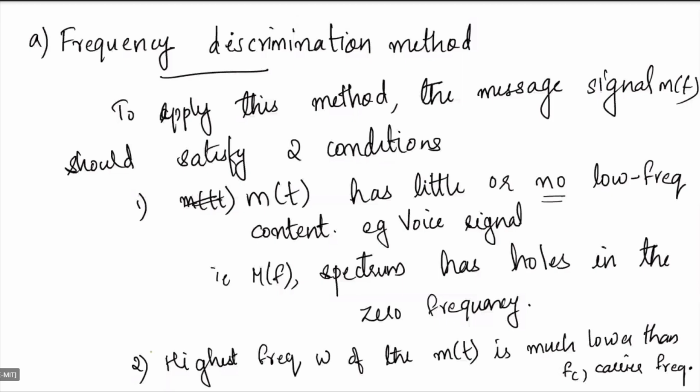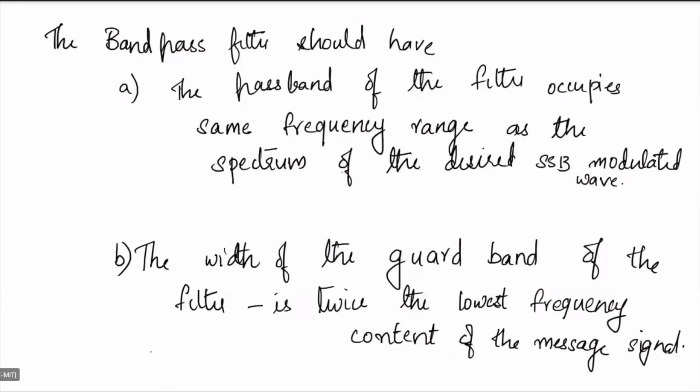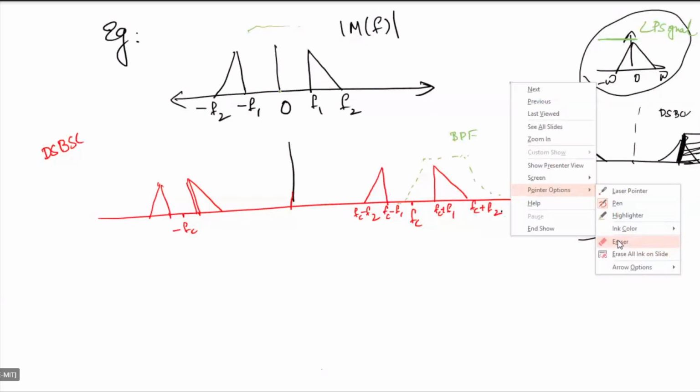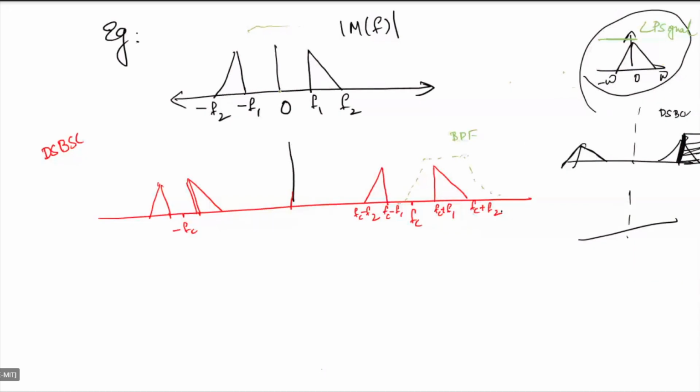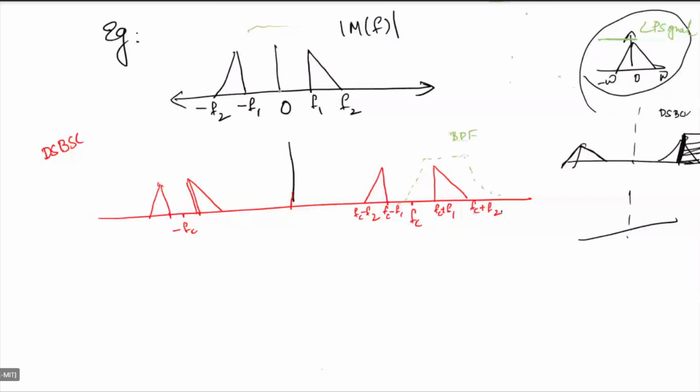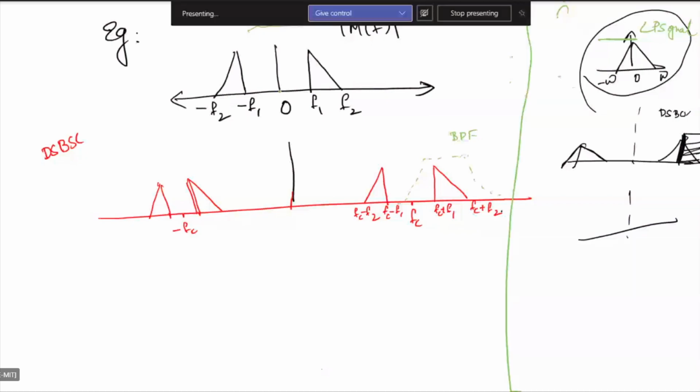One more time. Okay. So this is my message signal. Suppose, see, this is case 1. This is case 2. I have a message signal which is having a spectrum like that. Point number 1, this is the frequency discrimination method.